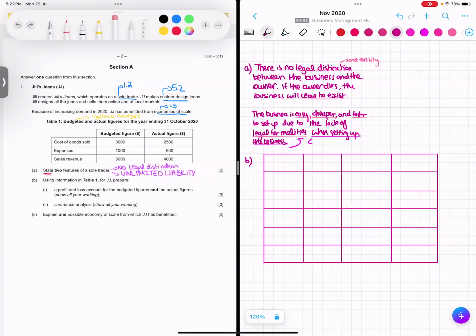They don't require you to be this neat in IB business management. I honestly think it's totally fine if you're not that neat.